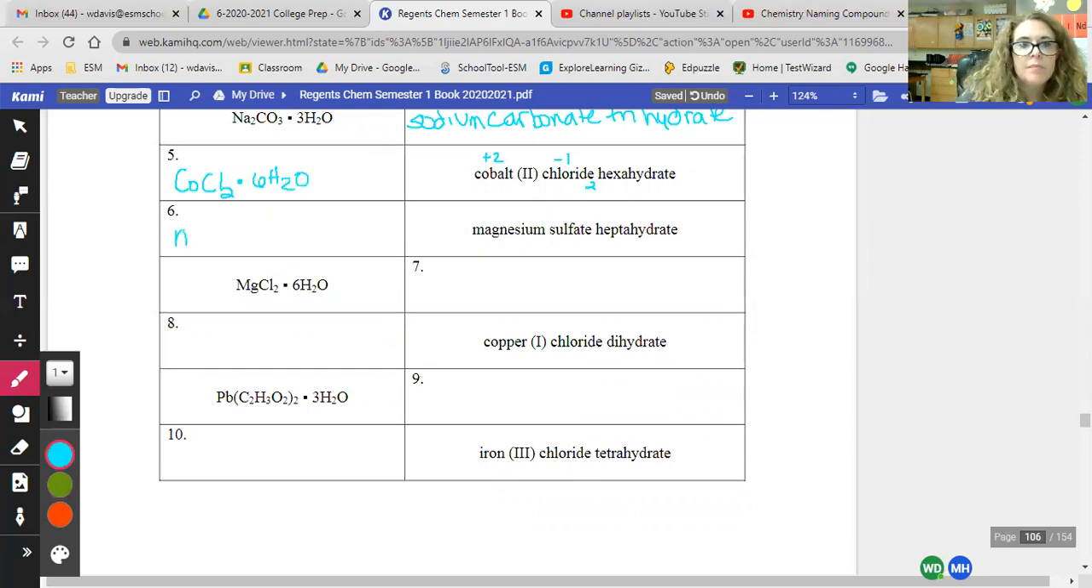Now magnesium, symbols, and then sulfate, so SO4. Charges, magnesium is a +2, sulfate is a -2, so that's good. And now I'm going to do my dot, and now hept is 7, and then hydrate, water.